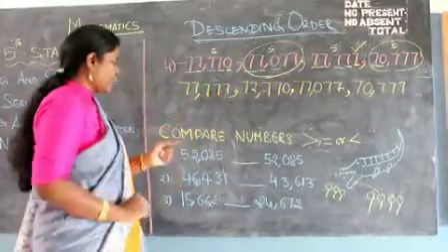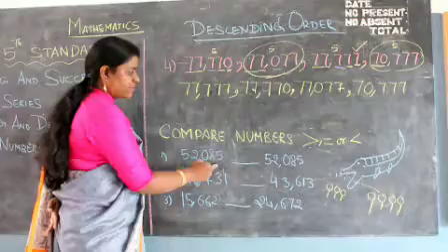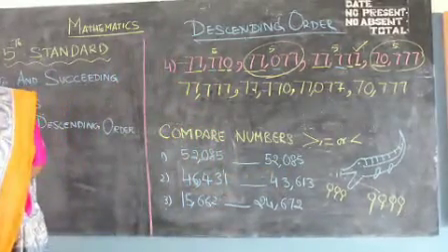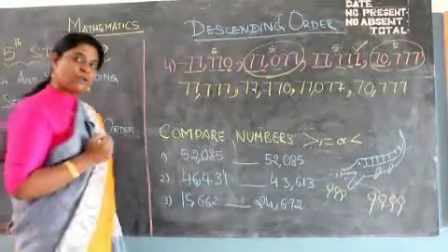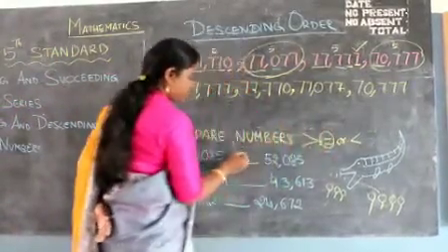Okay, so let's try this one. Now it is 52,085 and this is 52,085. Which one is big and which one is small, children? Both are the same. So what symbol are you going to put? You're going to put the equal to symbol.